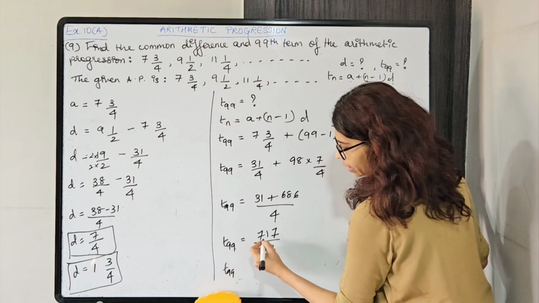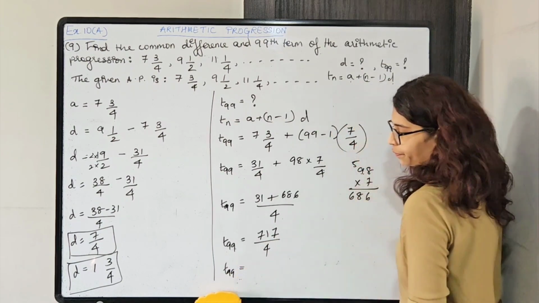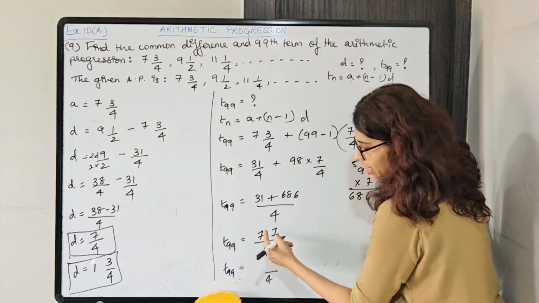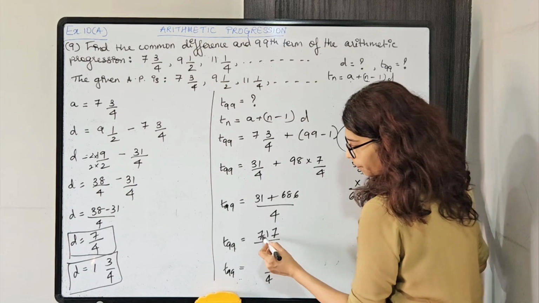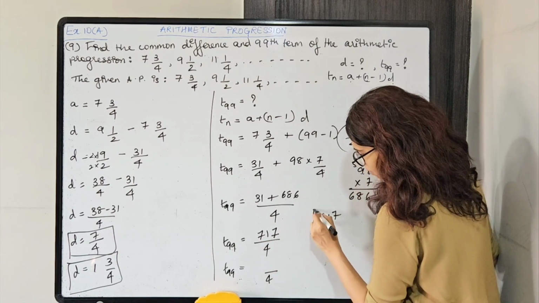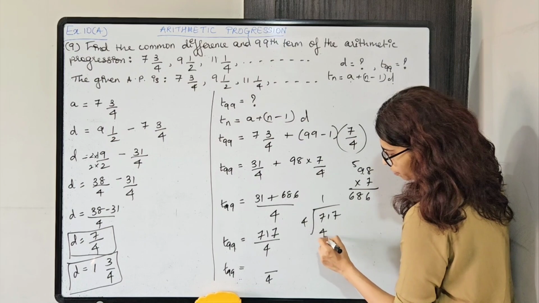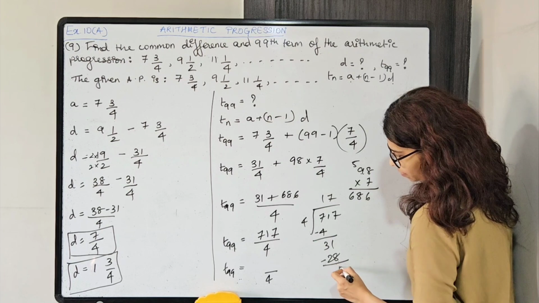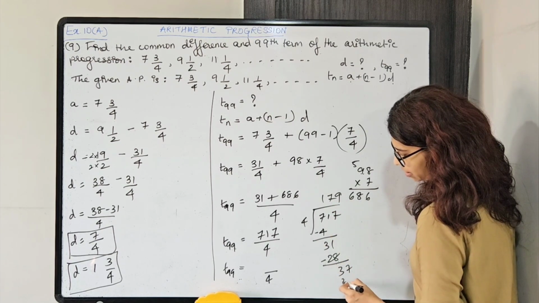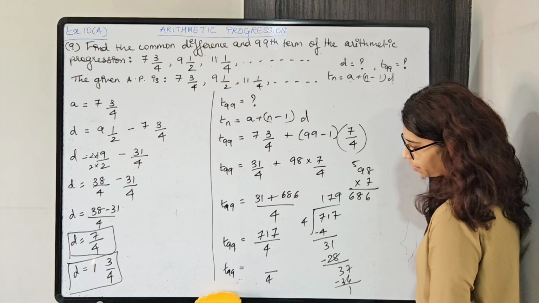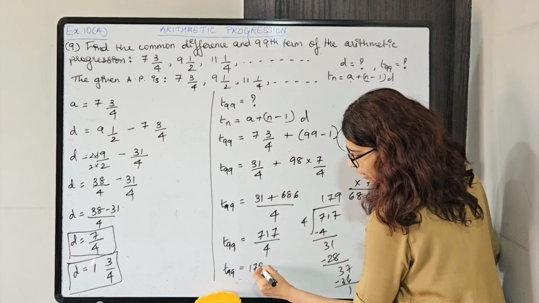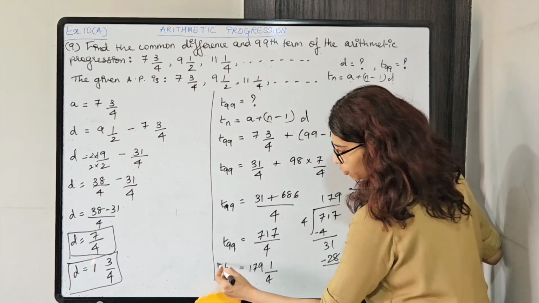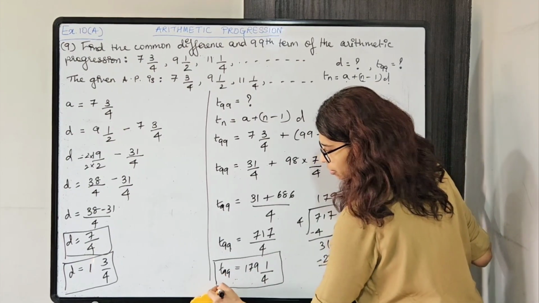Again, numerator is greater than denominator, so mixed fraction के फॉर्म में कन्वर्ट करेंगे. Okay, so divide 717 by 4. 4 डिवाइड करते हैं. ठीक है, 4 1s are 4, 31, 4 7s are 28, 37, 4 9s are 36, so 1 is the remainder. So 4 into 179 and remainder is 1. Okay, so 179 and 1/4 is the 99th term.